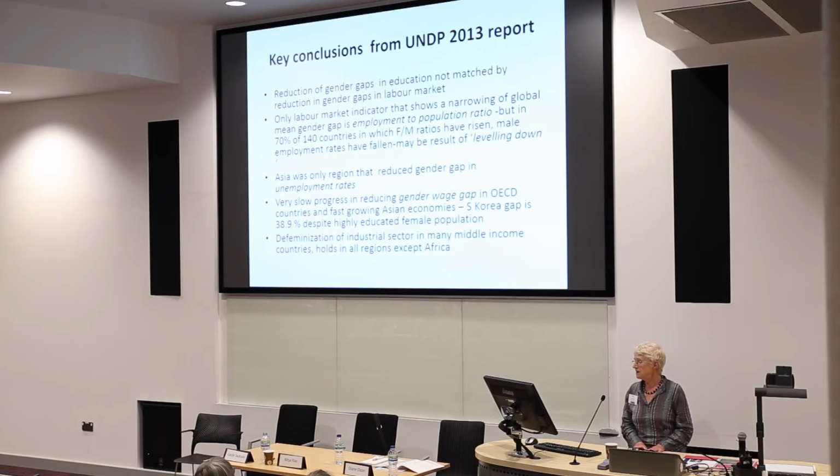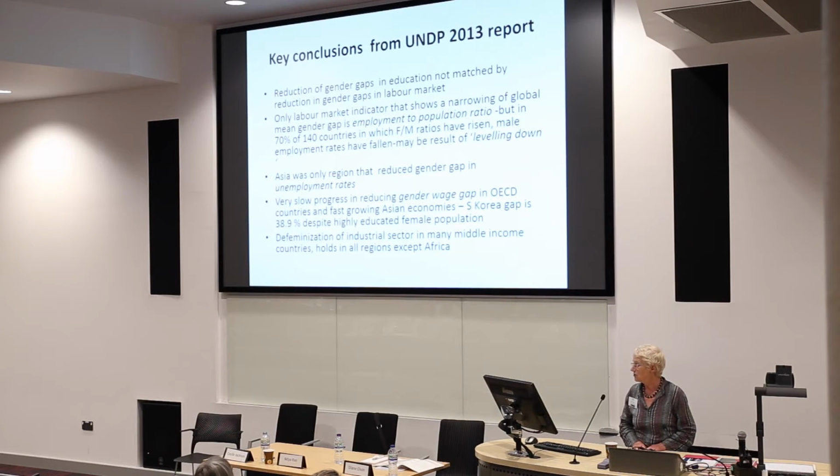And what she notes there is there has been some progress in reducing the gender wage gap, but it's very slow. And in fast-growing Asian economies, where you might expect there to be faster progress, it's been very slow. So the South Korean gap is still very high, despite the highly educated female population in South Korea. And finally, she emphasizes the point that some of us, I think, had already been thinking about, like the defeminization of the industrial sector in many middle-income countries. And she said this holds in all regions except Africa.